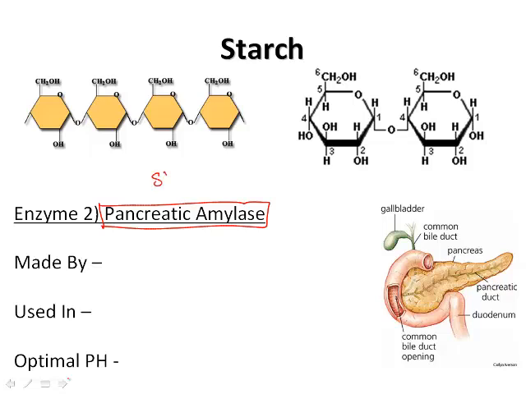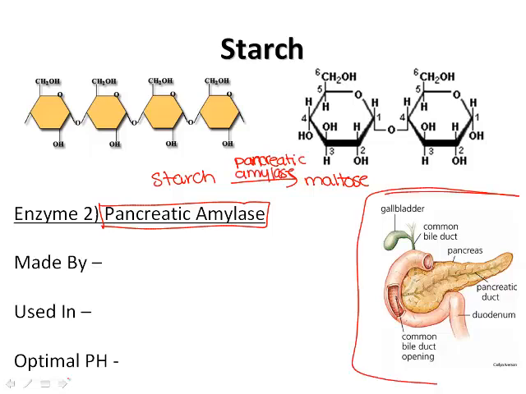So again, we have a starch, and starch is broken down into maltose by pancreatic amylase. The pancreatic amylase is made by our pancreas, and it's used in our small intestine. The pancreas releases its pancreatic amylase into the small intestine, so the starch that wasn't broken down in the mouth can be broken down into maltose in the small intestine. The optimum pH is 7 to 8.